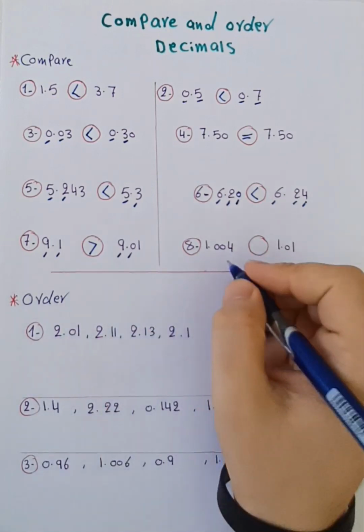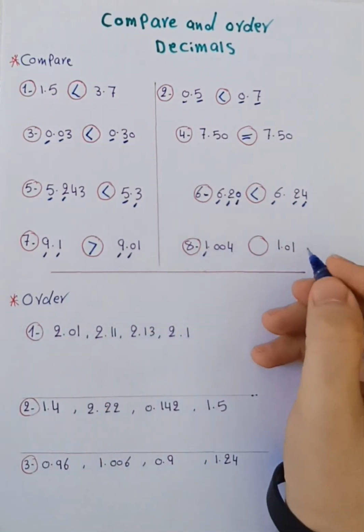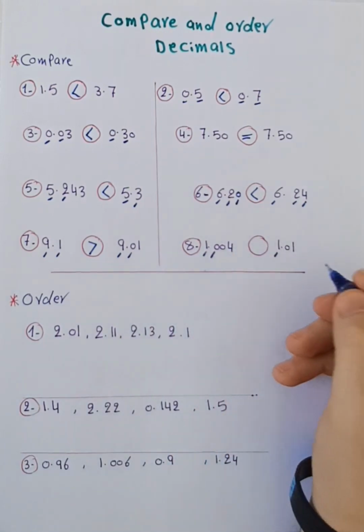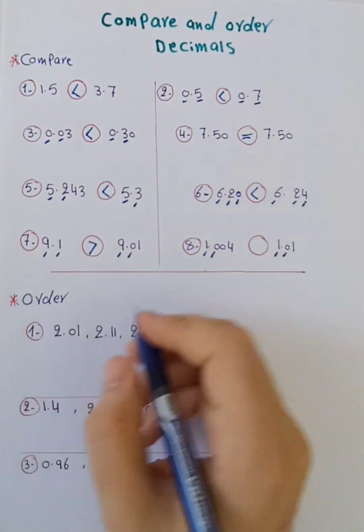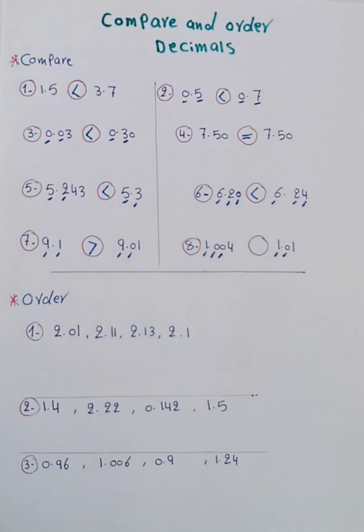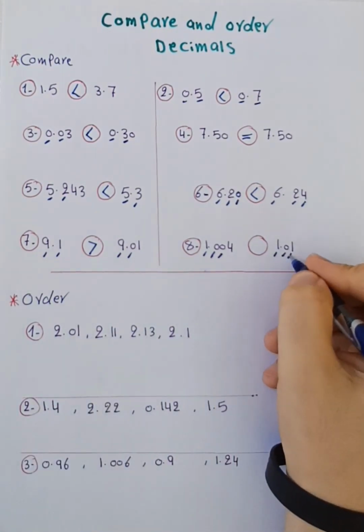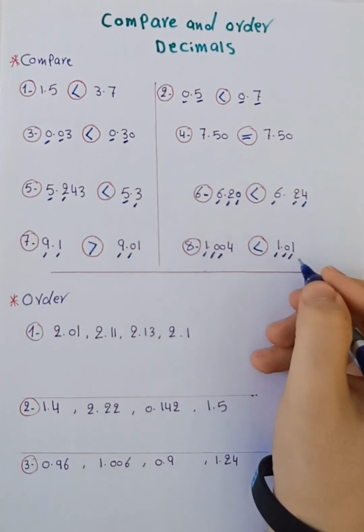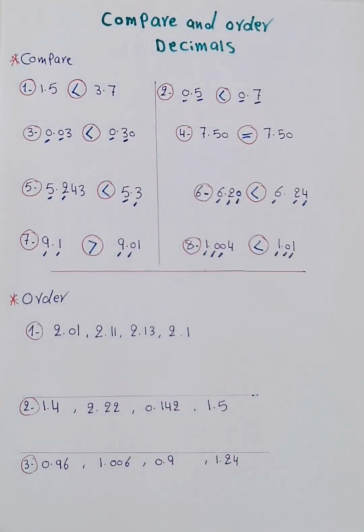Example number 8, you have these two decimal numbers. The ones digit is 1, the ones digit is 1. The tenths digit is 0 and the tenths digit is 0. The hundredths digit is 0, the hundredths digit is 1. 1 is greater than 0. It means this decimal number is greater than this one.